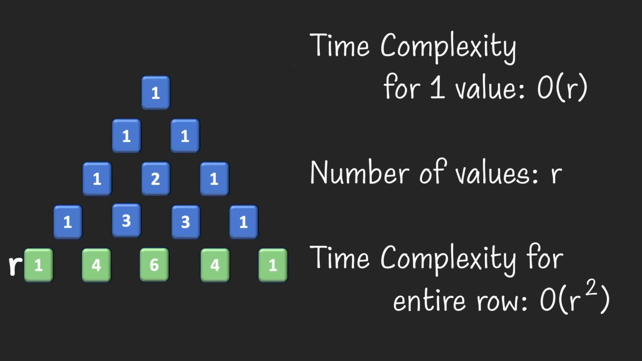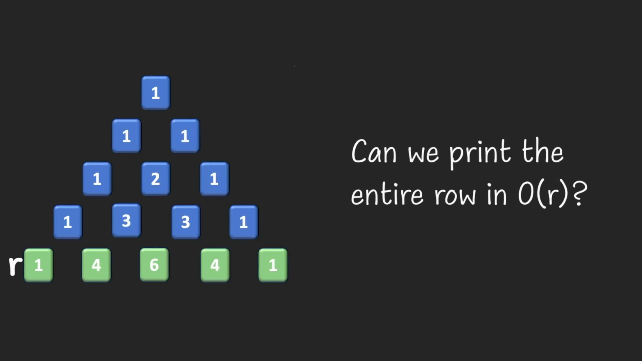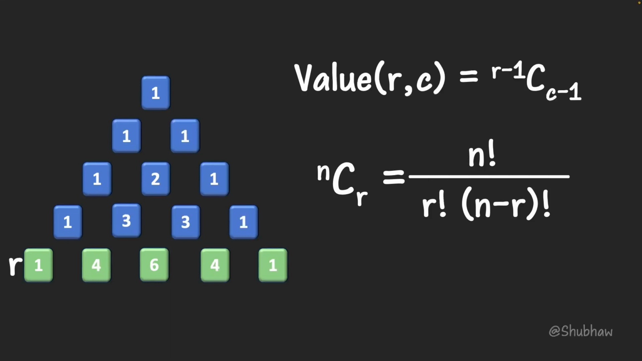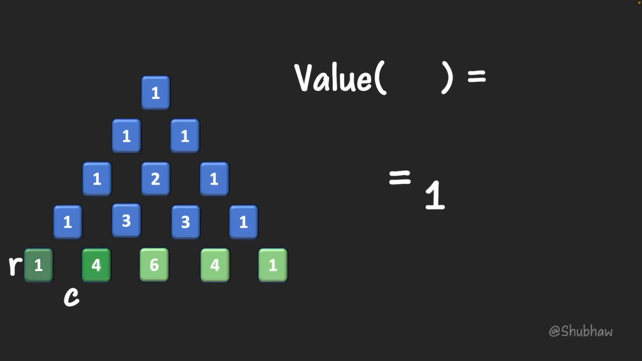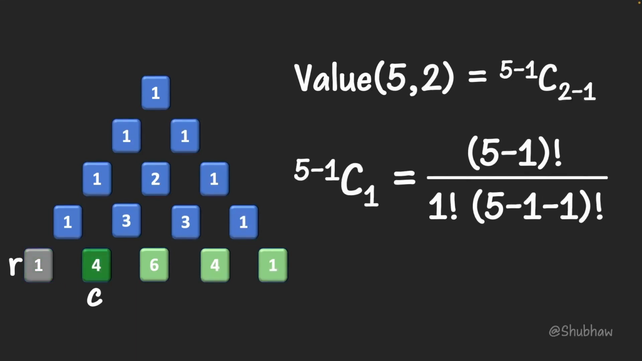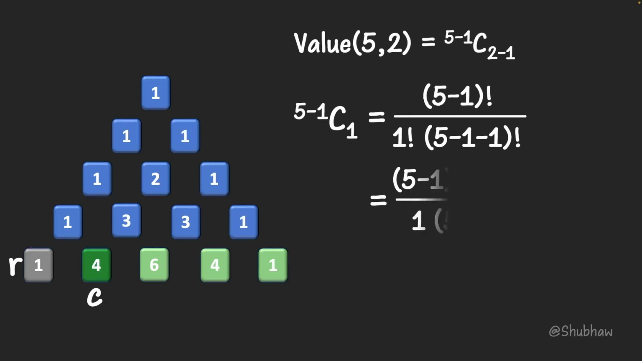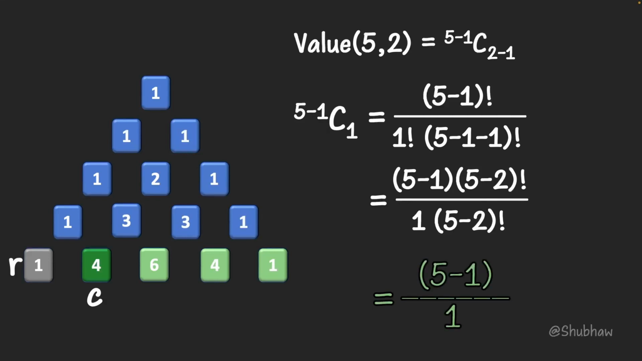So here's the catch. Now we would need to optimize this to find the whole row in O(r). Okay, let's try. We know the first value is always 1. The next value is (r-1) C 1, which when expanded will look like (r-1) factorial divided by 1 factorial into (r-1-1) factorial, which can be further written as (r-1) into (r-2) factorial by 1 into (r-2) factorial, which can be written as (r-1) by 1.